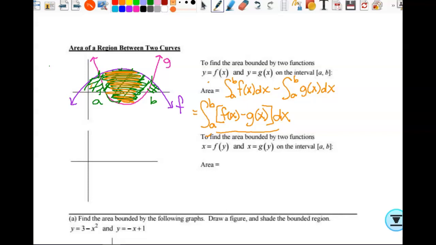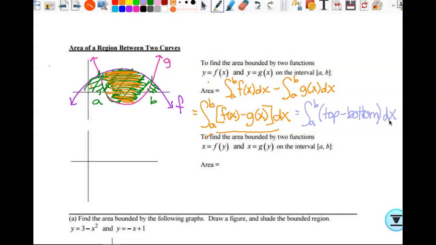Does that make sense? So another way to look at this is the integral from A to B of the top minus the bottom. That's the order in which it goes. And we're doing this visually so we would know which one is the top and which one is the bottom. Okay? Everybody okay with that?